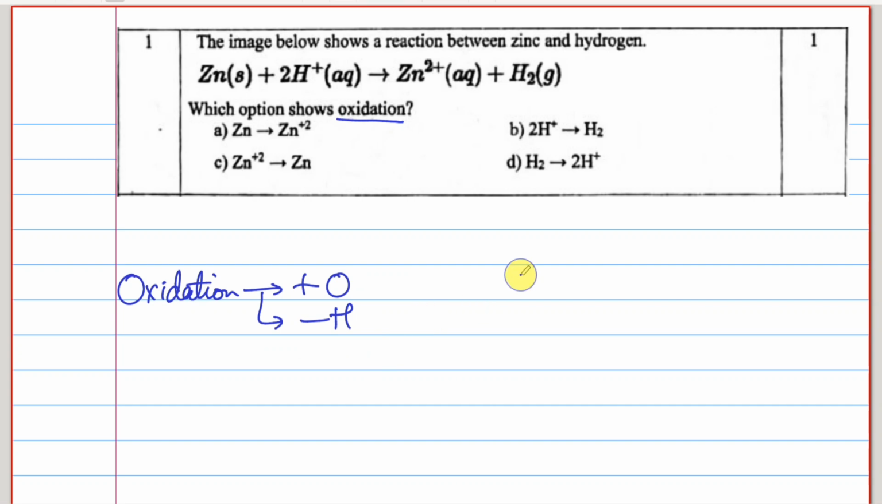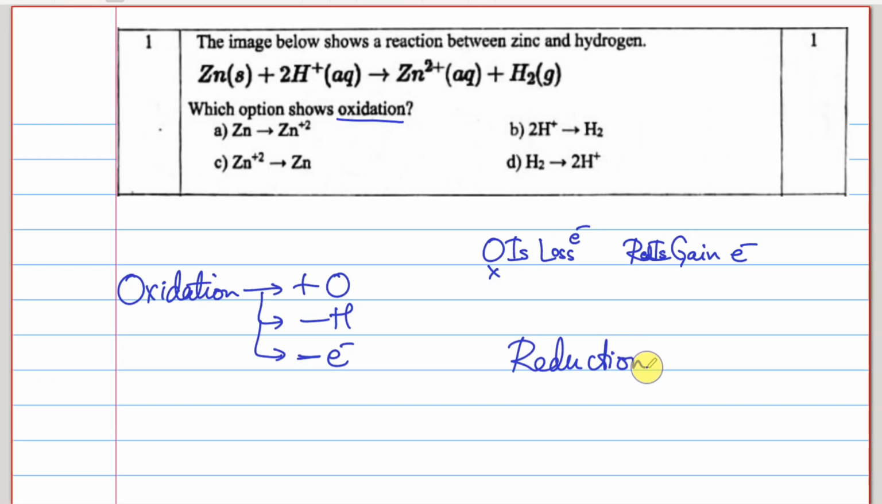But we had also learned an acronym OIL RIG, right? So OIL means oxidation is loss of electrons. Reduction is gain of electrons, right? So oxidation will mean losing electrons, that is losing negativity, and reduction is gaining negativity. So when we lose negativity, we get oxidized. When we lose positivity, we get reduced. When we gain negativity, we get reduced. When we gain positivity, we get oxidized, right?